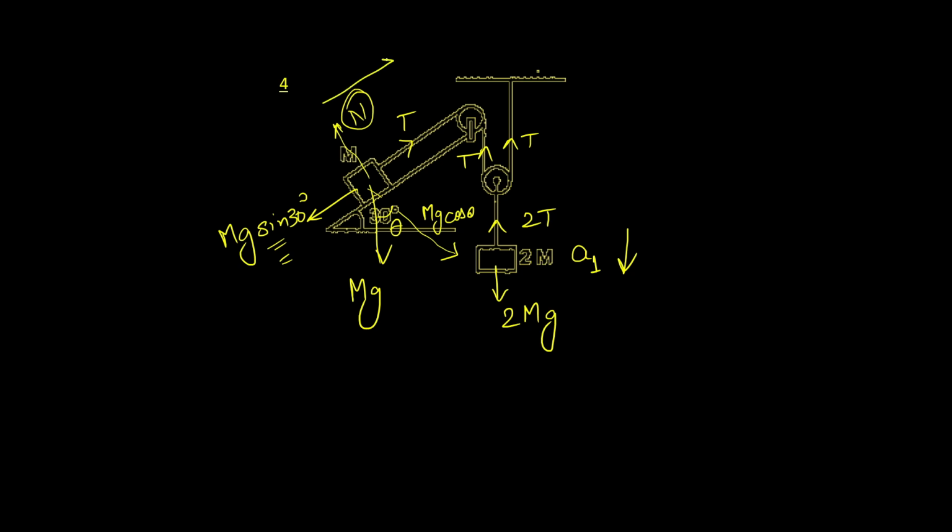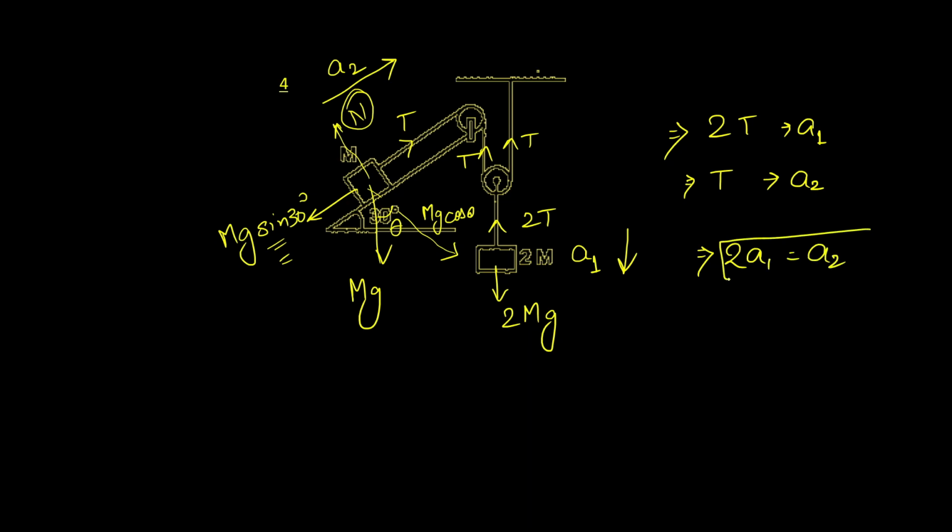Then in this direction, this mass m will have some acceleration, say a2, and the relationship will be: for 2t it is a1, for t it is a2. So 2a1 is equal to a2, because we already know the direction.